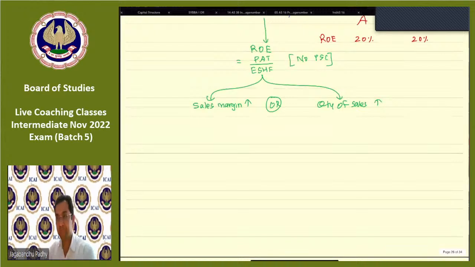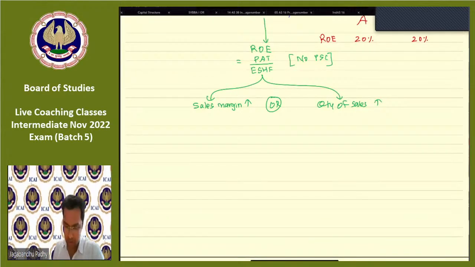So for that, let's look at PAT upon equity shareholder. I can actually split it into two parts. Right? I can split it into two parts. One is due to the sales margin, and other is the quantity of sales. One is basically the sales margin, and other is the turnover.